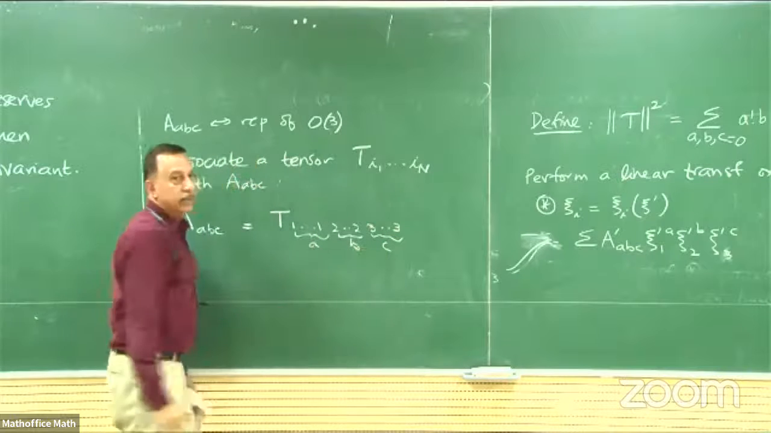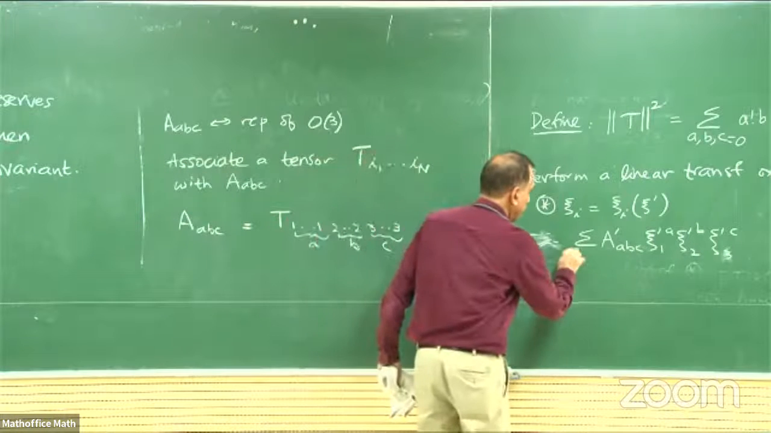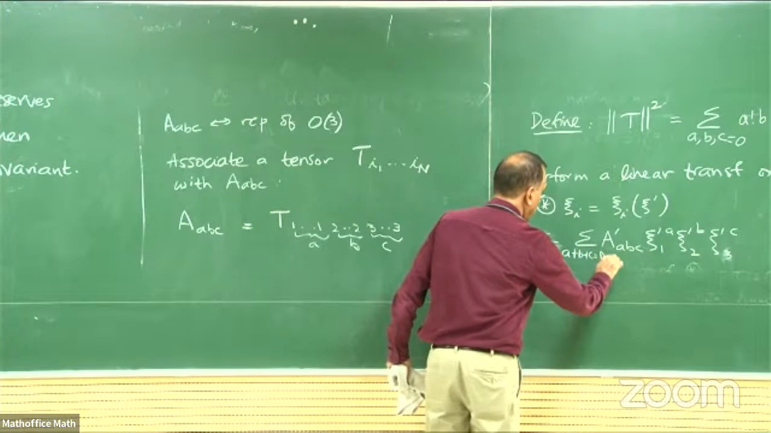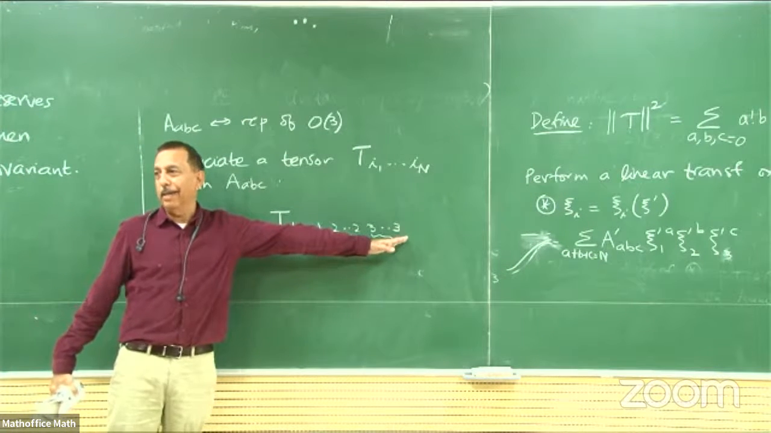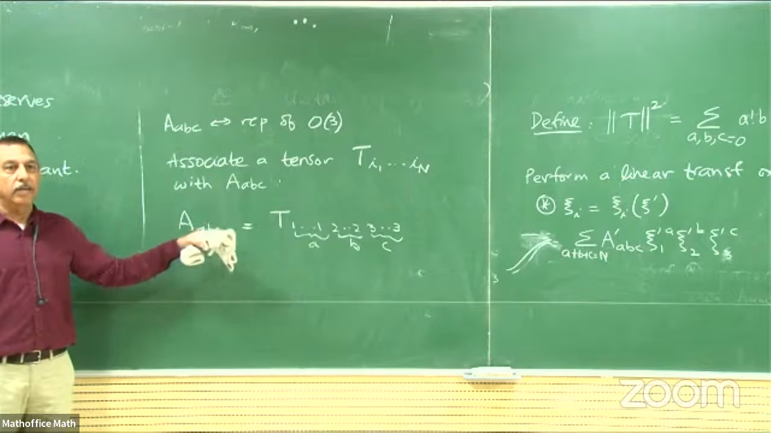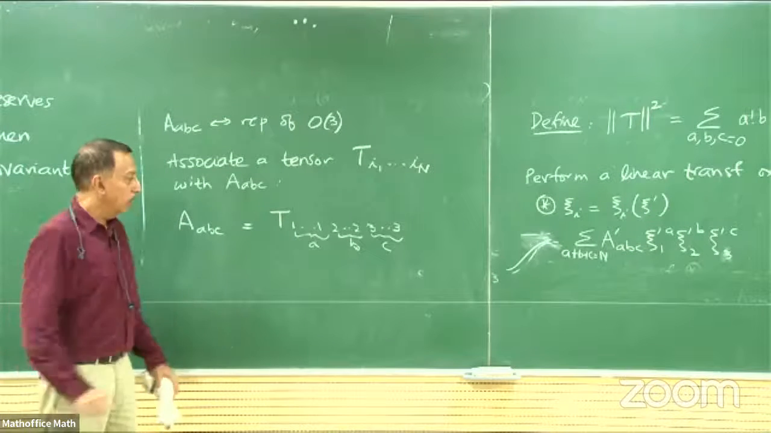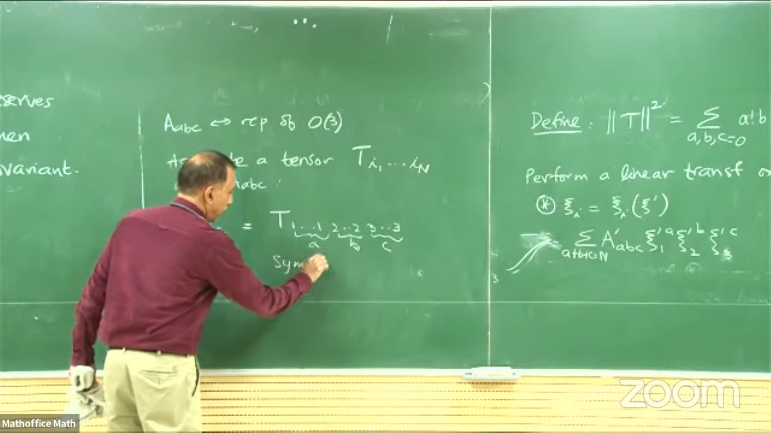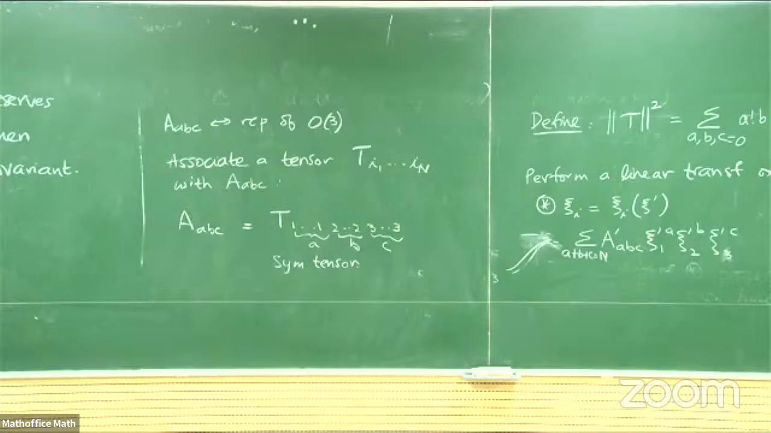And since A plus B plus C is N, in our series we constrained it to have A plus B plus C equals N. Therefore, this tensor will have a total of N indices. So it will be a rank N tensor. Okay. And in this way, by looking at all the possible ABCs for all partitions A plus B plus C equals N, you will get all components of a symmetric tensor. So this will be a symmetric tensor.